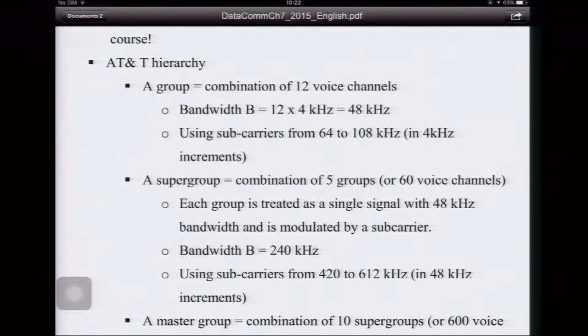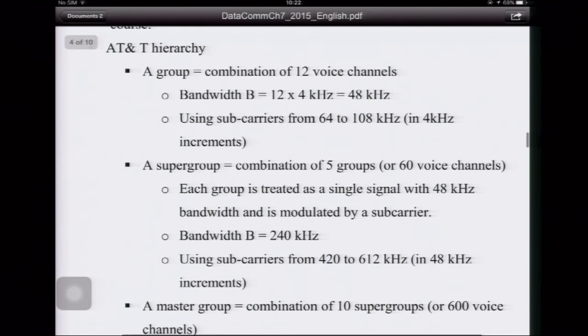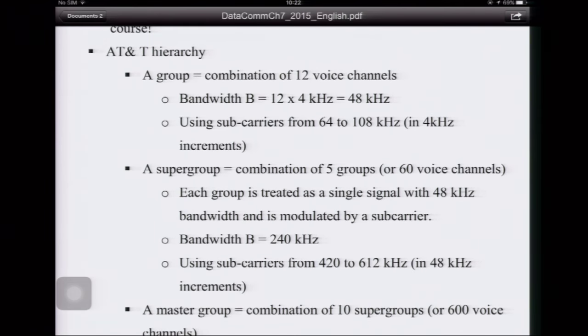In the US, there is the AT&T hierarchy, with three levels: a group, a super group, and a master group. One group is a combination of 12 voice channels. So you have 12 users of the telephone lines coming together into a group. The bandwidth for one voice channel is 4 kilohertz, so 12 voice channels is 48 kilohertz. And we need subcarriers from 64 to 108 kilohertz.